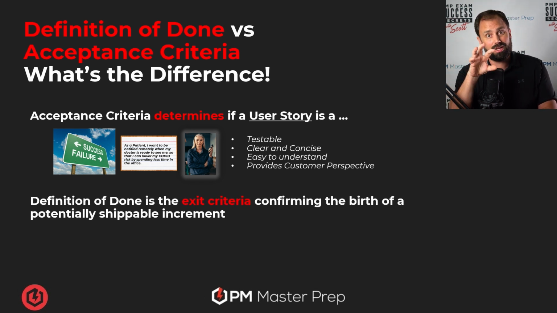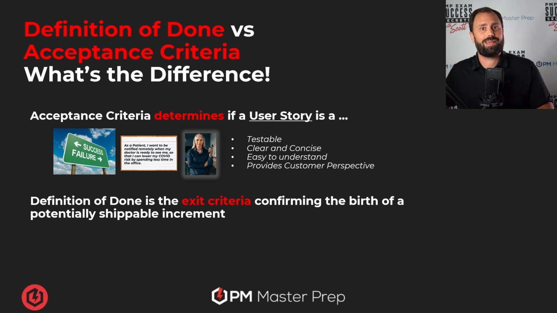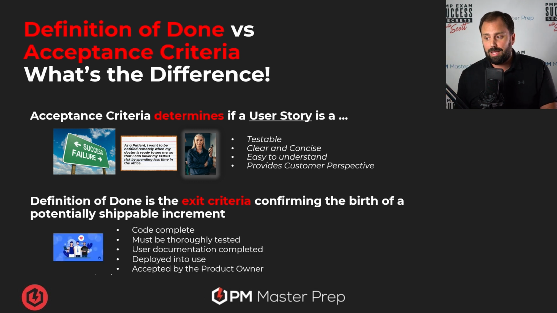Now, in complementary terms, definition of done is the exit criteria from the sprint iteration, or from the edge of the Kanban board, or whatever we're doing, confirming the birth of a, what do we call it? A potentially shippable increment, things that could go there, right? The team develops these overall exit criteria for the birth of an increment, making sure that, just in our example, code's complete, thoroughly tested, user documentation's done and updated, it's been deployed and tested in use and accepted by the product owner. These are the things all user stories must meet in order to move on and be potentially shippable.